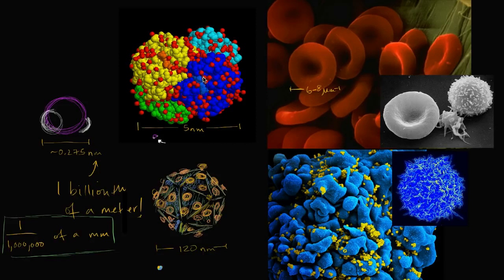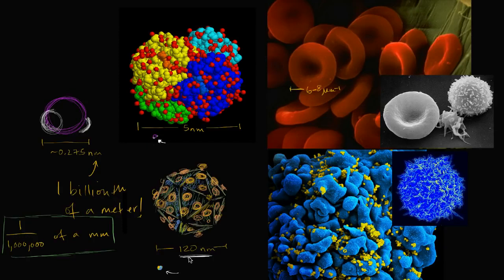And the next scale up, I'm going to go to a virus. What I've attempted to draw here is a fairly well-known virus. This is HIV, and it's actually one of the larger viruses, and its diameter is roughly 120 nanometers. So if we were to draw this hemoglobin protein at the same scale as we've drawn this virus, this thing right over here would be the hemoglobin protein, and we wouldn't even be able to see the water molecule at this scale.